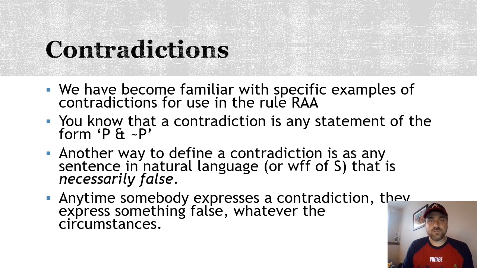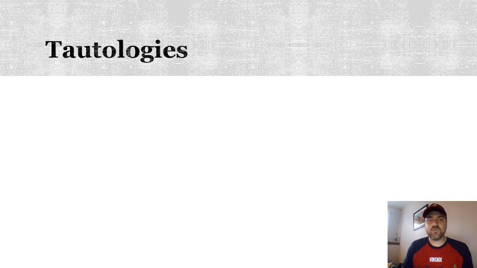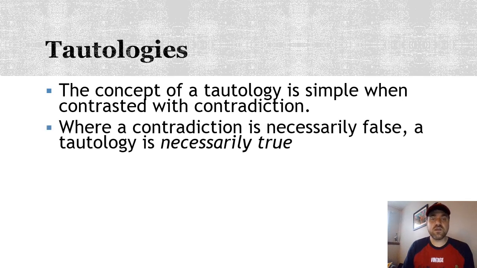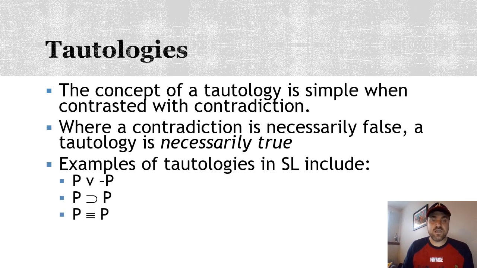That's all pretty familiar. Tautologies, of course, are largely the reverse. The concept of tautology, again, is simple when contrasted with a contradiction. Where a contradiction is necessarily false, a tautology is necessarily true. And some examples of tautologies in S include P or not P, if P then P, or P if and only if P. All of those things are tautologies.